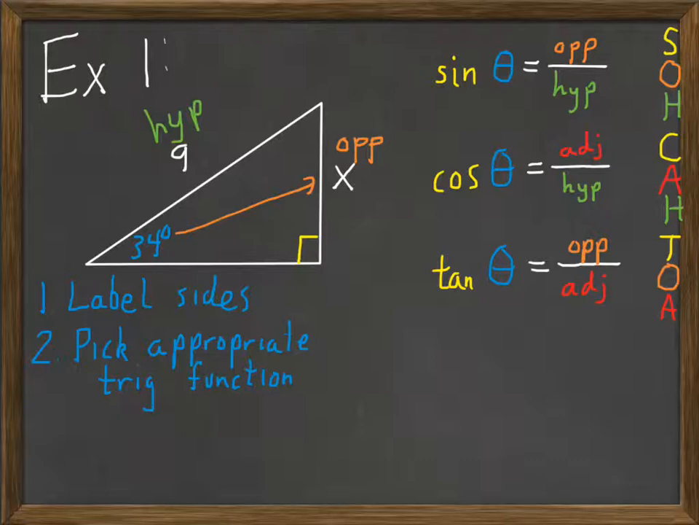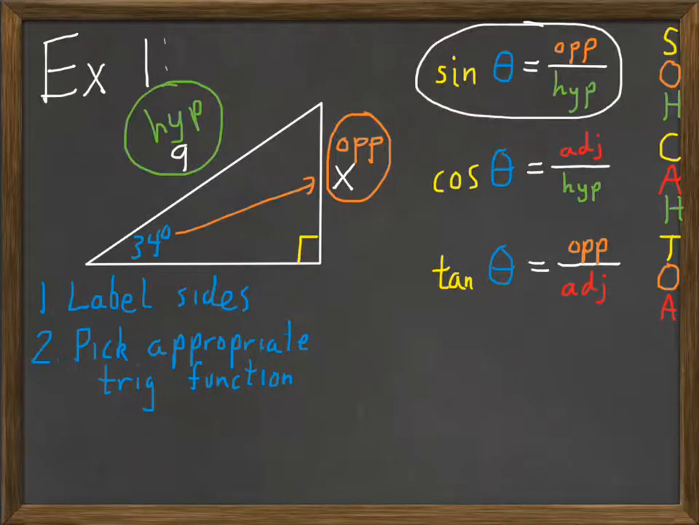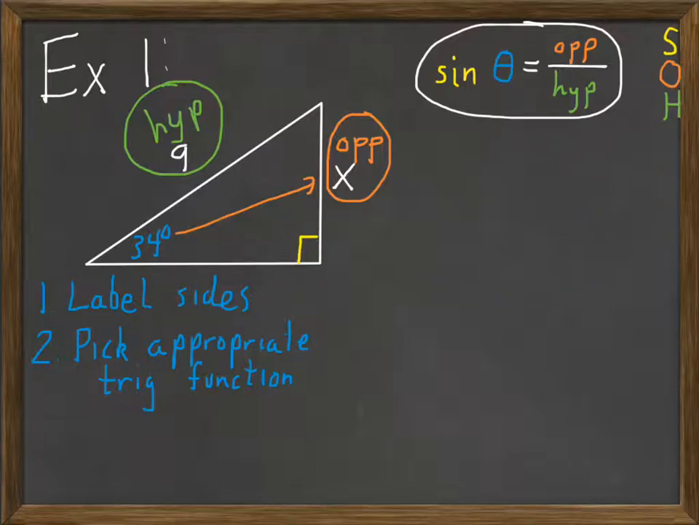Alright, so we need to pick the trig function that's appropriate for this problem. The sides that we have labeled in the picture are the opposite and the hypotenuse. So which one of the trig functions uses the opposite and hypotenuse? Oh, that would be sine. So that's the function we'll use for this problem. I'll erase the others. Okay, so we're going to use the sine function.